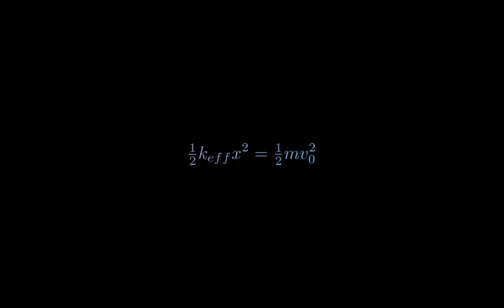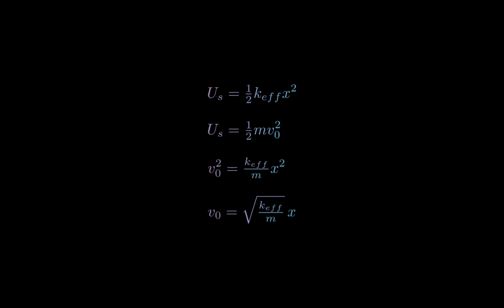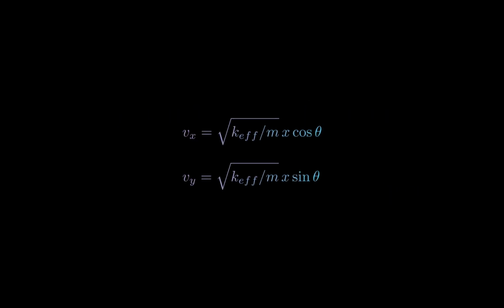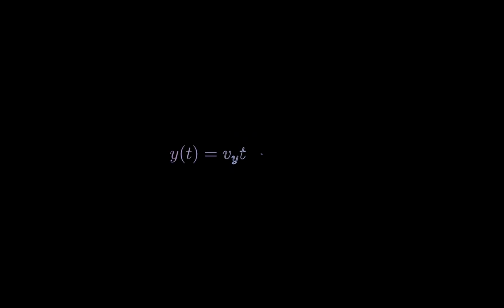Our spring potential energy converts to kinetic energy, so setting half k effective x squared equals half m v squared, we can derive a formula for the launch velocity of our capsule. Using the horizontal and vertical components of velocity, we are able to derive what they are in terms of the effective spring constant, mass, the compression distance, and the launch angle, which is theta.